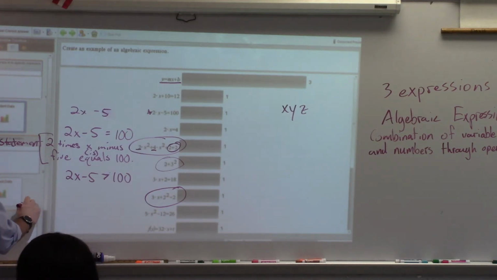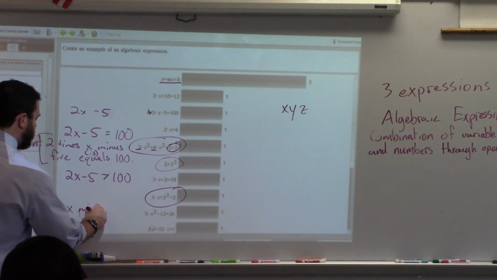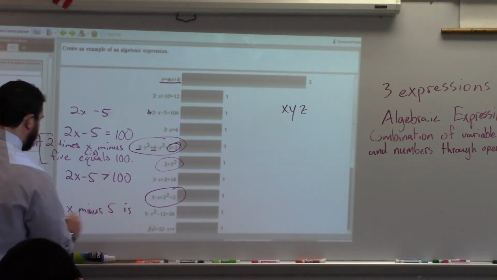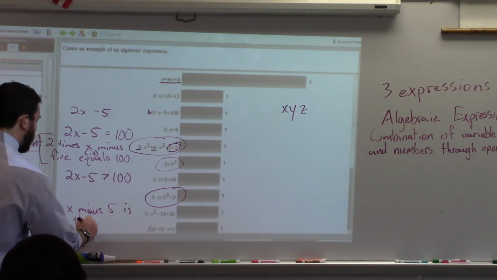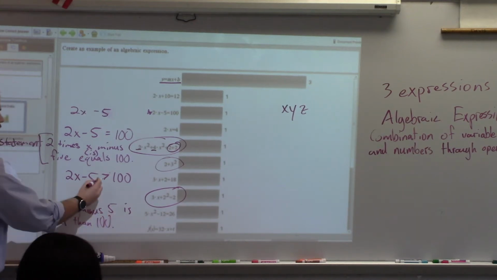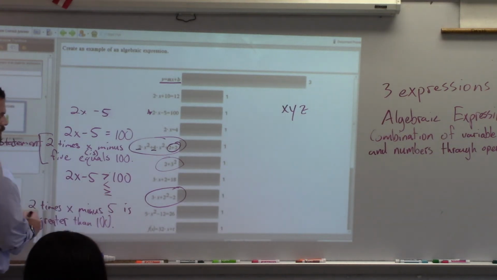So we would read this as 2 times x minus 5 is greater than 100. I'm going to come back to that in a second though. But I would say it could be this, which would be what symbol? Less than. This would be greater than or equal to, and then this would be less than or equal to, right? What is that group of symbols in general called though? It starts with an I.